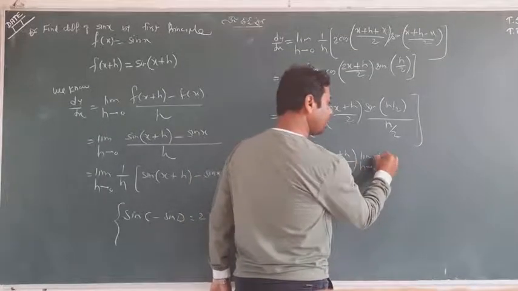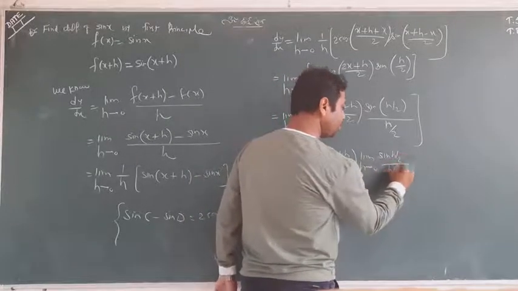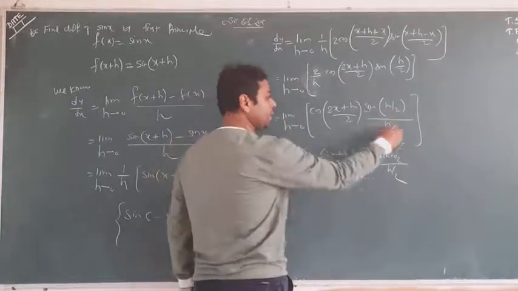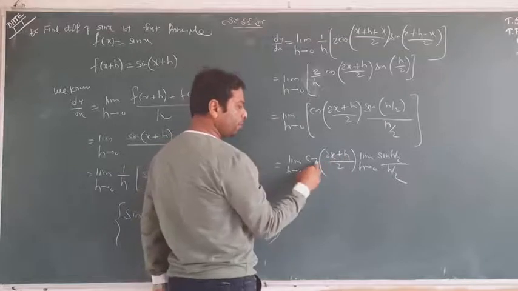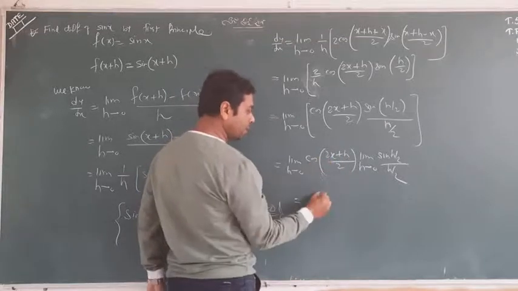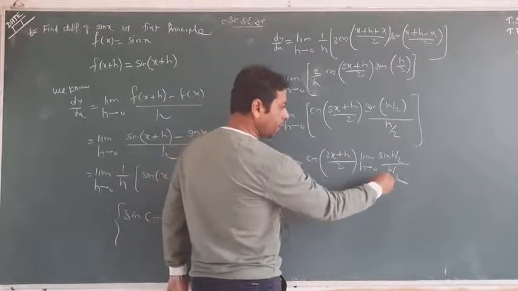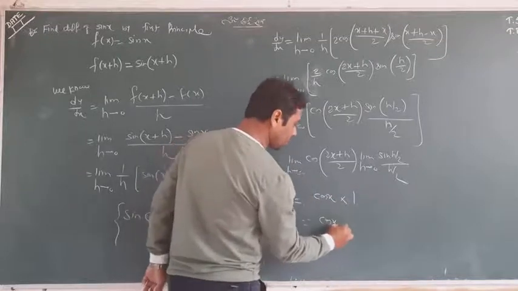I separate the limit with this and with this. And you know that after using the limit, h tends to 0, we'll have cos 2x by 2, 2 and 2 cancel. And you know that this is 1. So your answer is cos x.